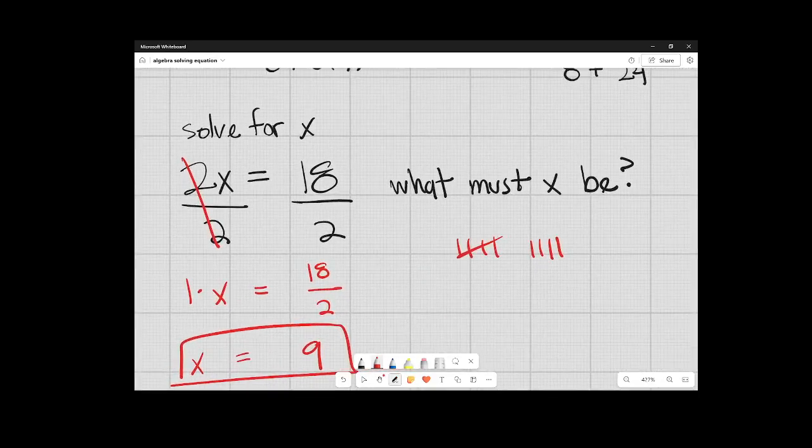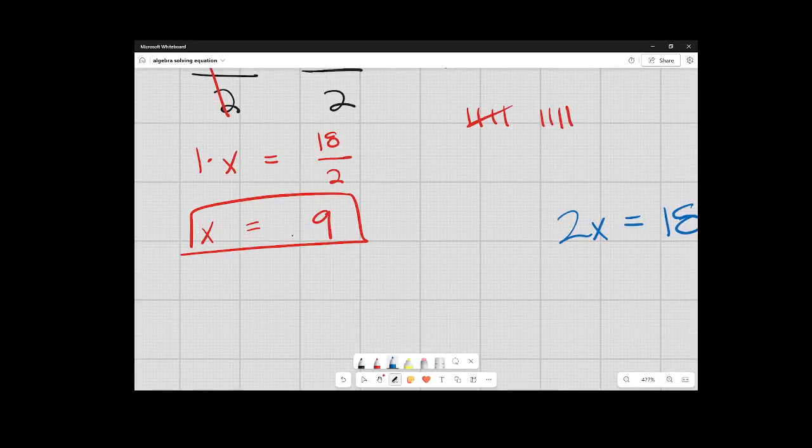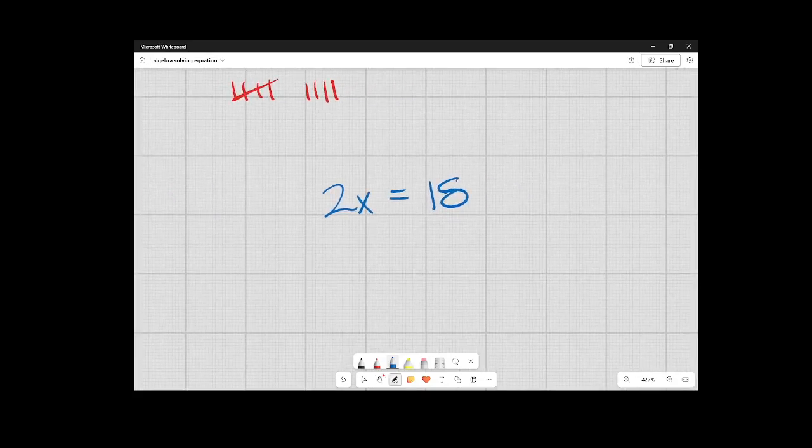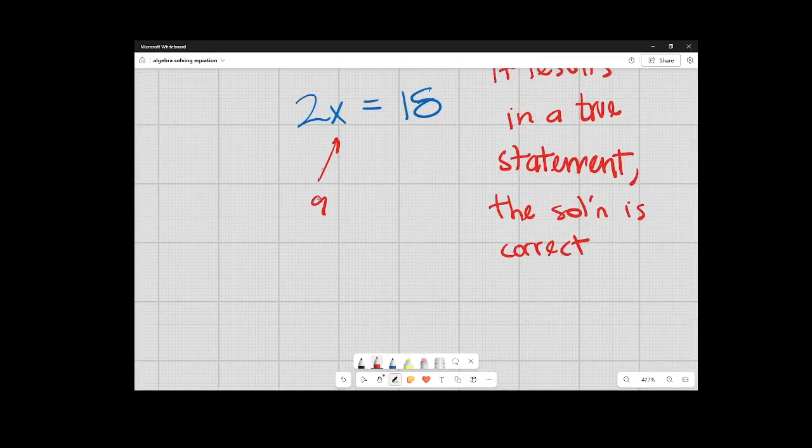The cool thing about this is, we started out with 2x equals 18. I can check my solution. So I said x equals 9. Well, I can just plug in x equals 9 right here. And if this results in a true statement, then I have the correct solution.